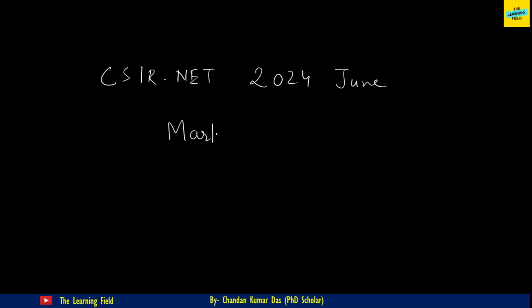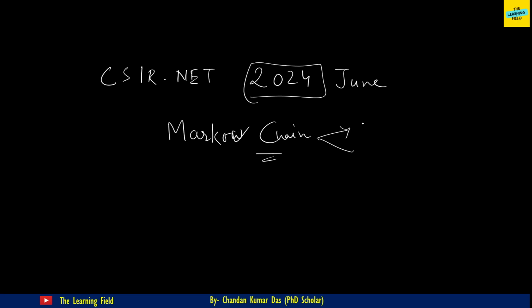So in this video, I'm going to discuss two questions from CSIR NET June 2024, and the topic is Markov chain. In this 2024 paper, two questions came from the Markov chain section. One is 3 marks and the second one is 4.75 marks, that is, a total of 7.75 marks.